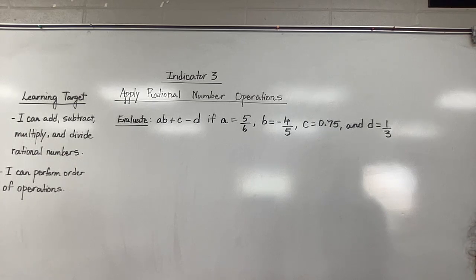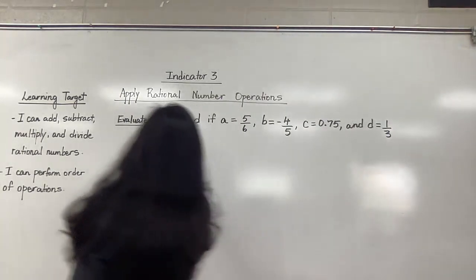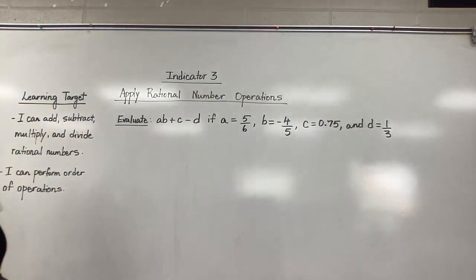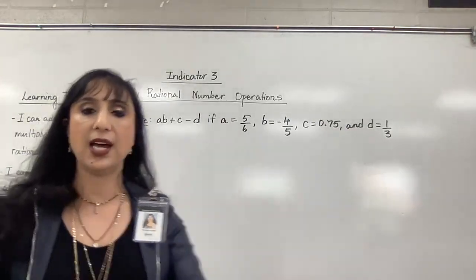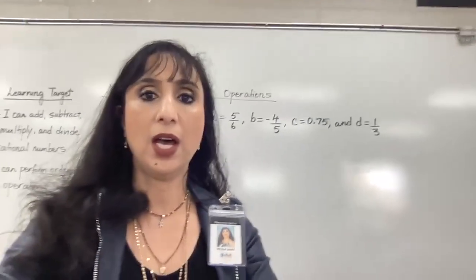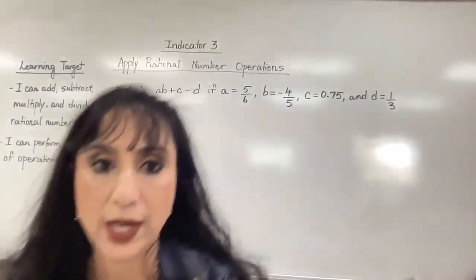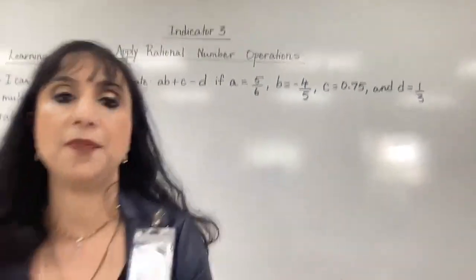And we are first going to look at, okay, what do we have as a, what do we have as b, etc. All right. And so as I can see, I've got to evaluate this, and it's telling me a is 5/6. So I am going to start now. Try to get this a little closer. There we go.